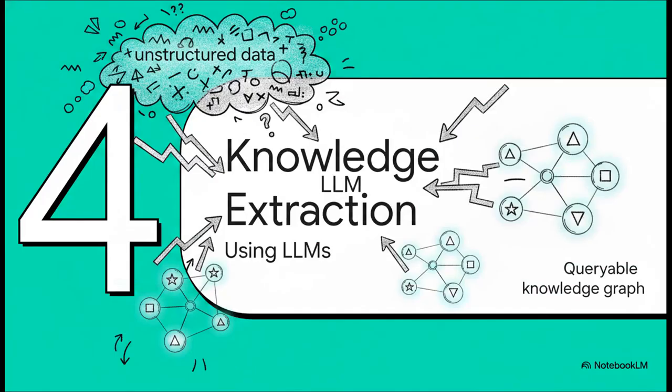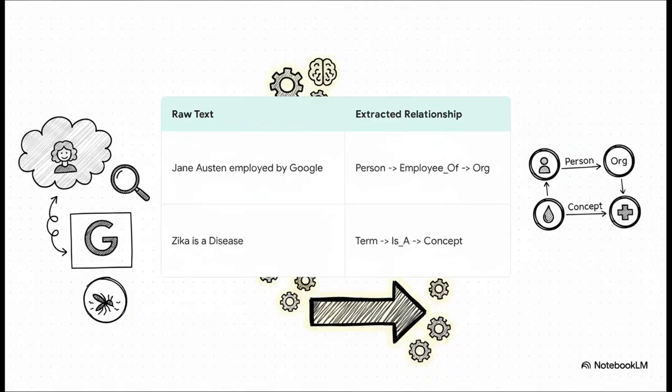Okay, Part 4, LLM-assisted knowledge extraction. This is where the real magic happens. To actually pull meaning out of those page chunks, we prompt an LLM to identify named entities and map out the exact relationships that connect them. For example, if a text says Jane Austen works at Google, a bit weird chronologically, but let's go with it, the LLM uses named entity recognition to flag Jane Austen as a person and Google as an organization. Most importantly, it tags the relationship between them. She is an employee of Google.